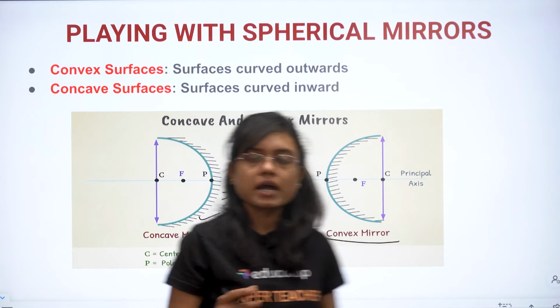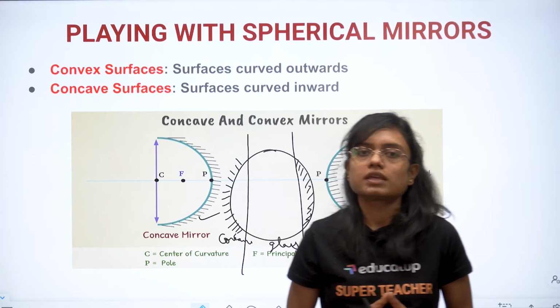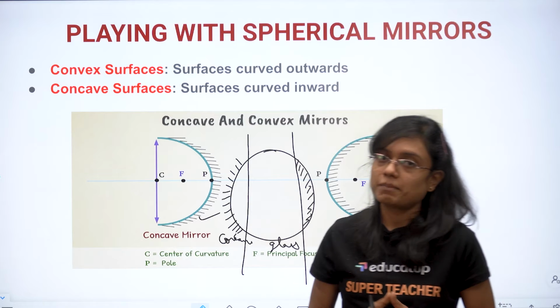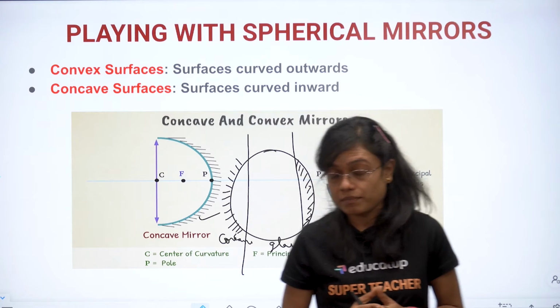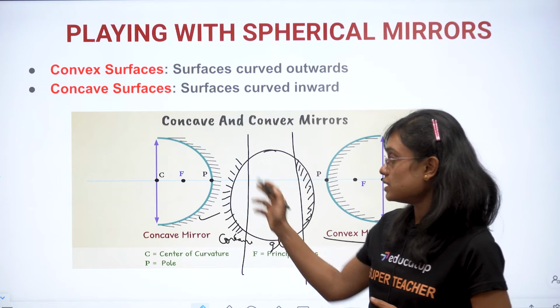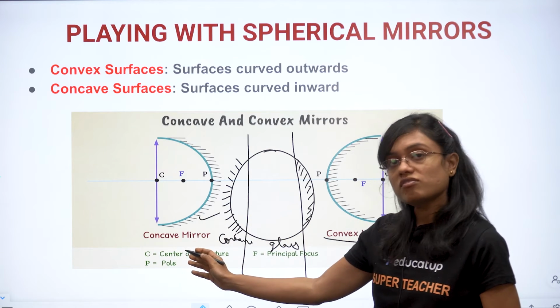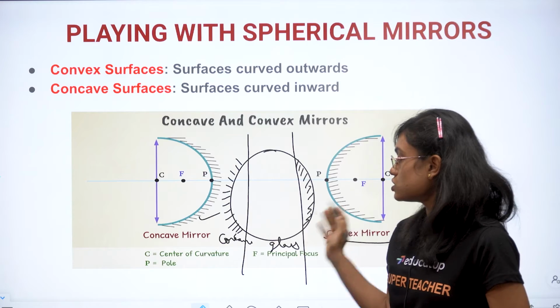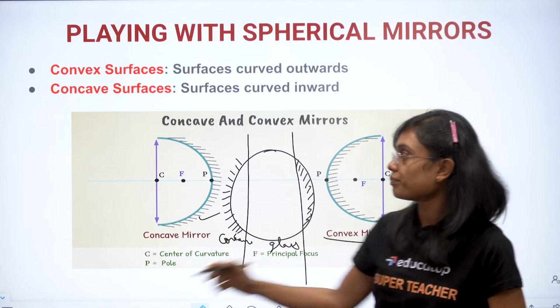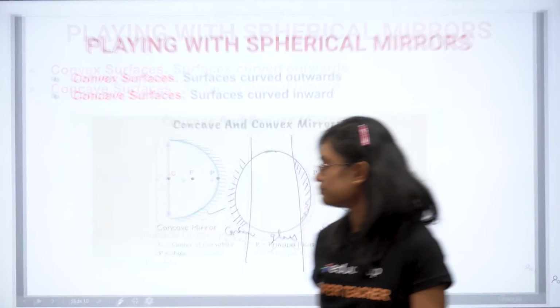So there are two kinds of spherical mirrors, concave and convex, depending on which side is polished. If the bulging, outward-curved part is polished, then it is a concave mirror. If the inner side is polished, then it is a convex mirror. Okay? Now let's move ahead.